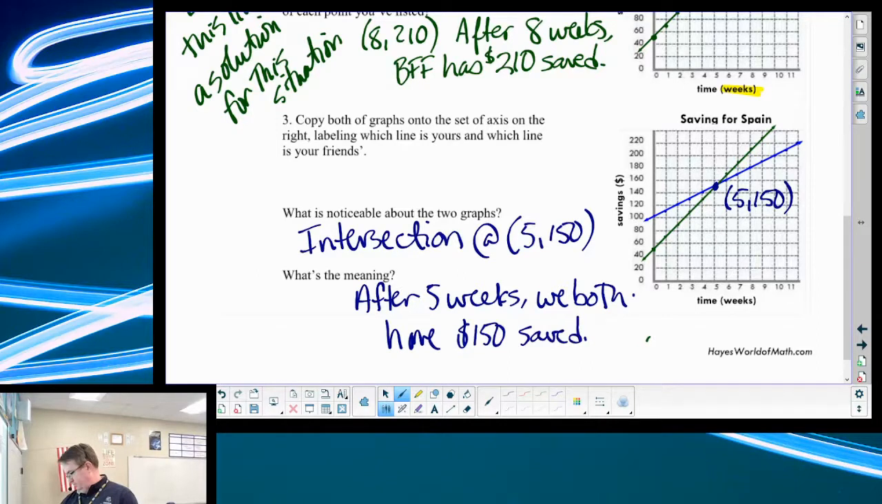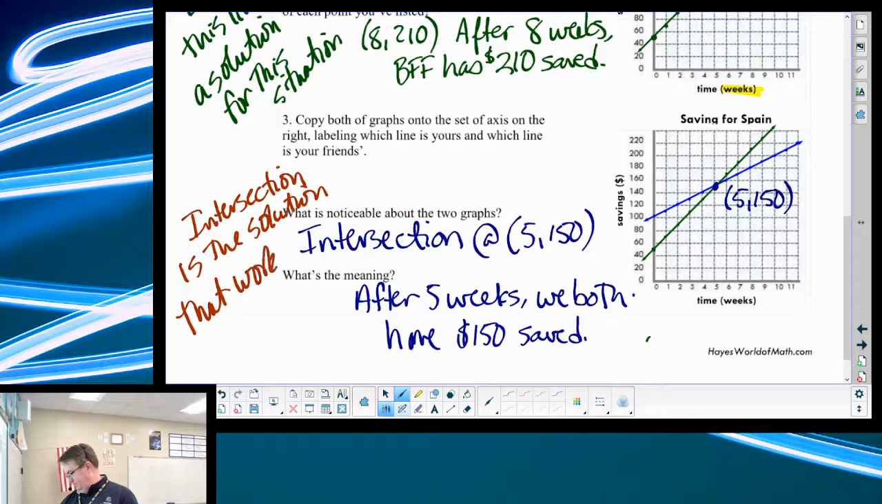Okay. Now here's the big part. Here is the big, everything's important section. Okay. So think about what's going on. All of these points here on this blue line are solutions to my savings or your savings, actually. Every point here on the green line are solutions to your best friend's savings. So the place where they meet, the intersection, okay, is going to be the solution. It's the solution that works for both lines. How about that?